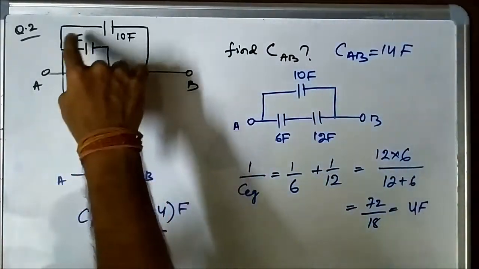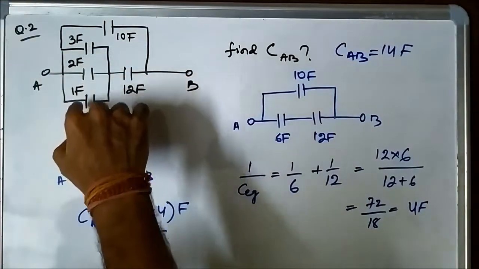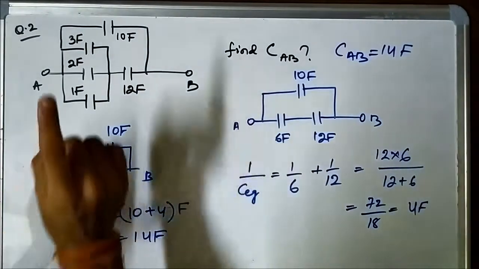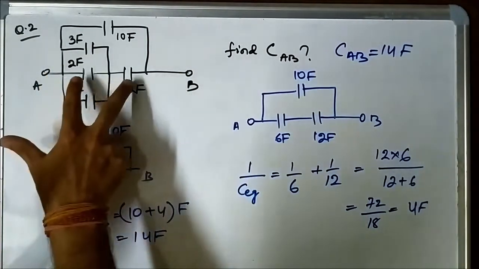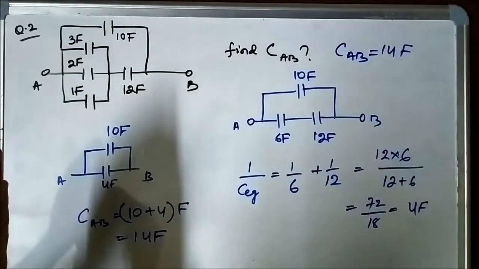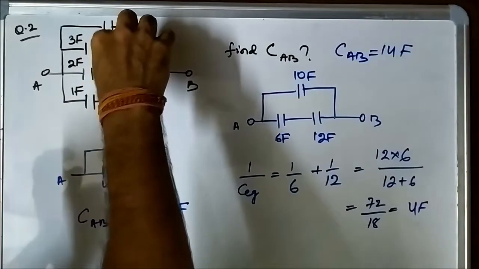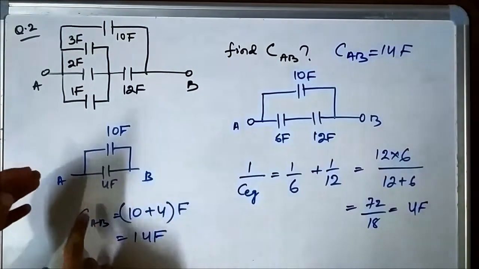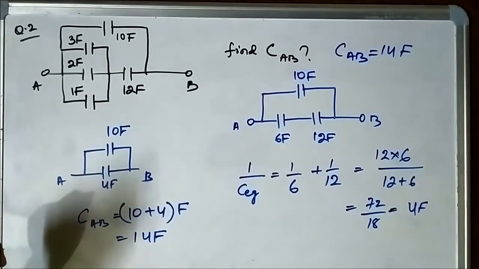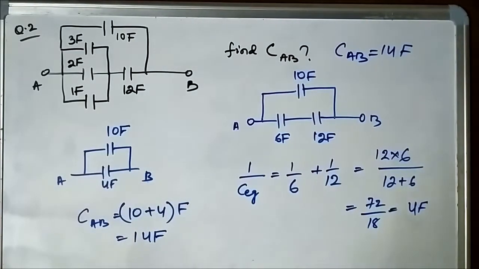So here what we did, we first identified the pattern of connection between these three capacitors, 1 farad, 2 farad, 3 farad. We reduced them to one capacitance. Then the resultant capacitance and this 12 farad were in series. We found the equivalent capacitance. Then it was connected in parallel with 10 farad and we found the equivalent capacitance as 14 farad. So this is the second question where the equivalent capacitance was found to be 14 farad. So let's take up some more questions.